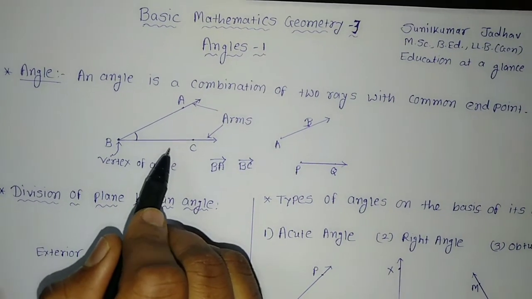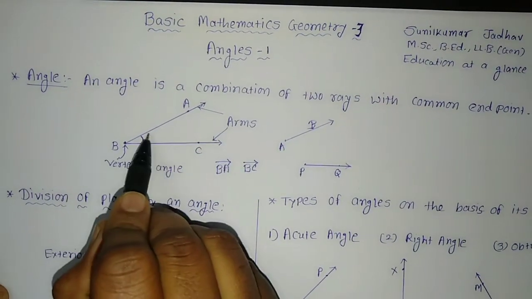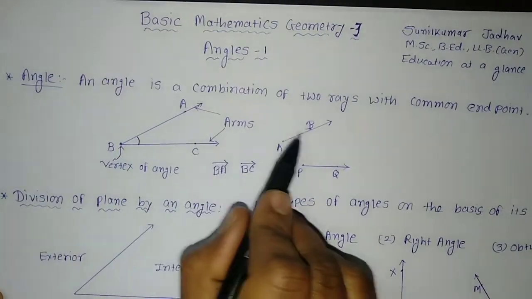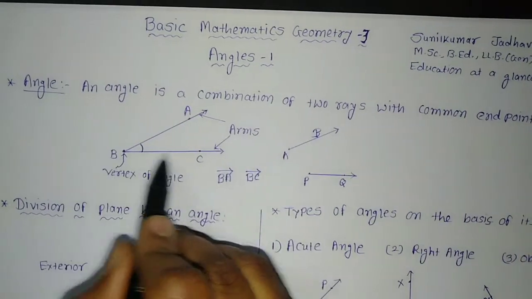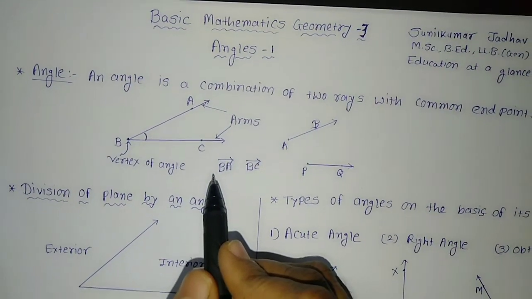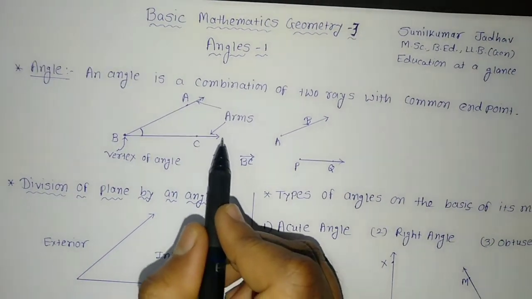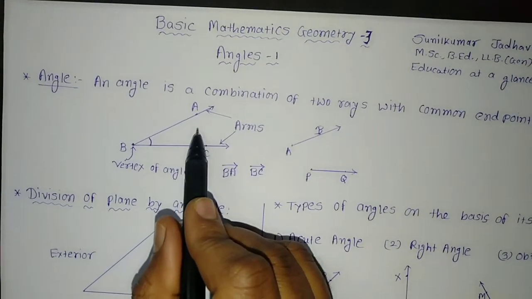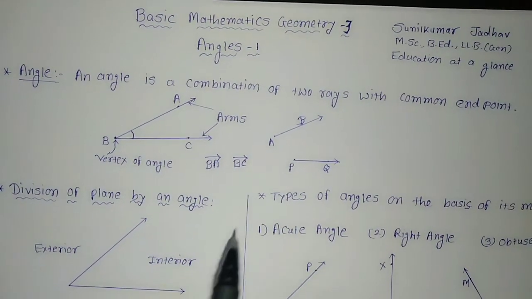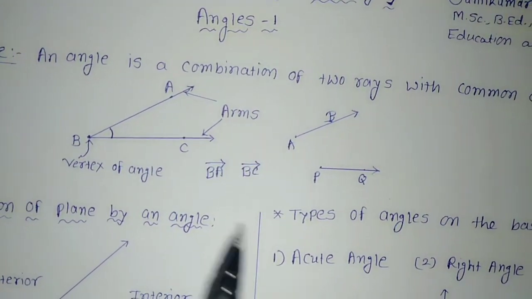Where does the angle form? The angle is forming in between ray BC and ray BA. This entire part is considered the angle. But the ray itself is not considered a part of the angle, because it is the ray which forms the angle, but the angle is forming inside, not on this part. I hope you understand.